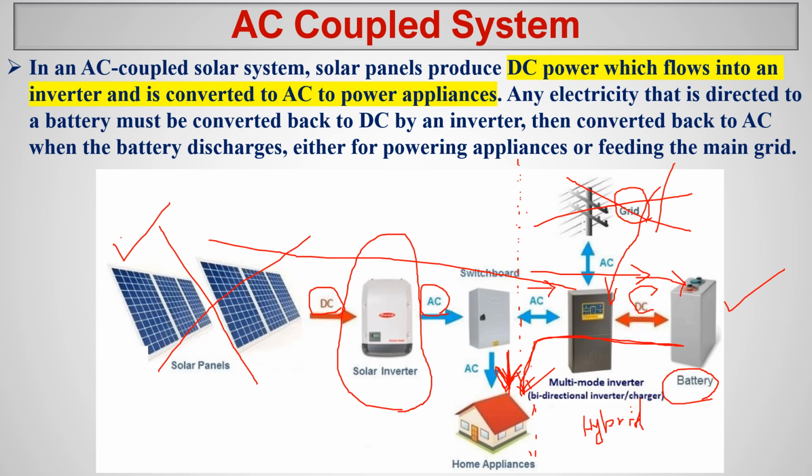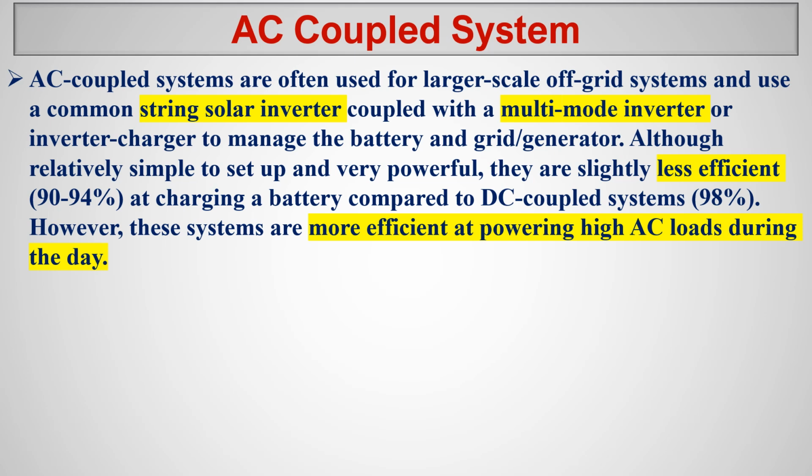So I highlight here in yellow color the important things. Let's read further. So AC coupled systems are often used for large scale off-grid systems and use a common string solar inverter coupled with a multi-mode inverter. Multi-mode inverter is also called a hybrid inverter. Okay. It's slightly less efficient.